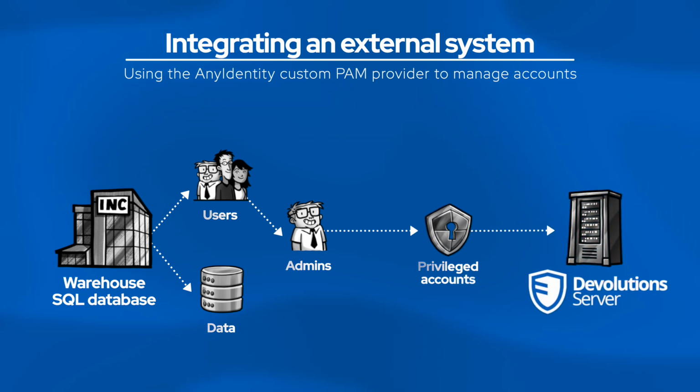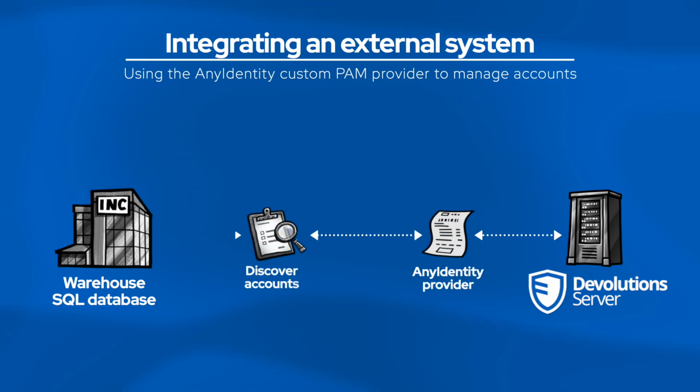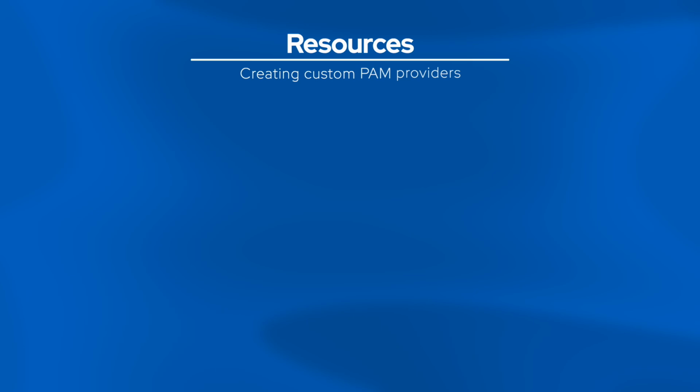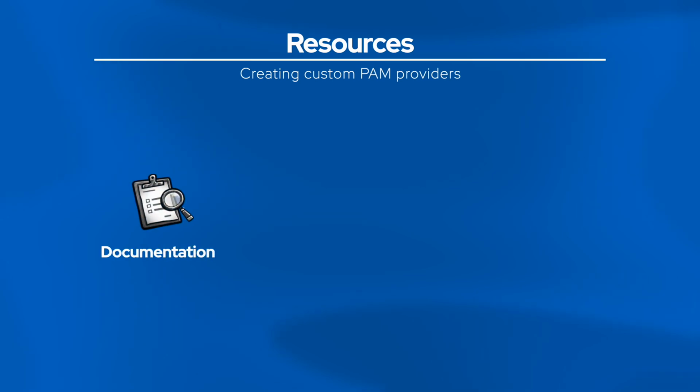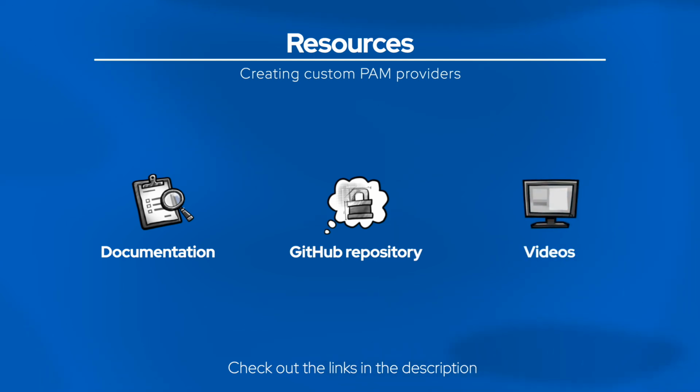To do this, we'll be using an Any Identity provider, which will discover accounts and make them available to manage in Devolutions Server. For the sake of time, I've already created the Any Identity provider template and we'll be importing it later on, but we have documentation on our website on how to create them. We also have several available on our GitHub repository, and we'll also be showing how to create them in upcoming videos. So let's get started.